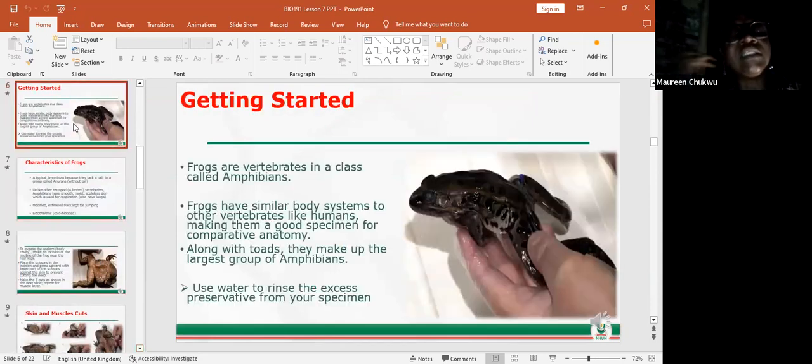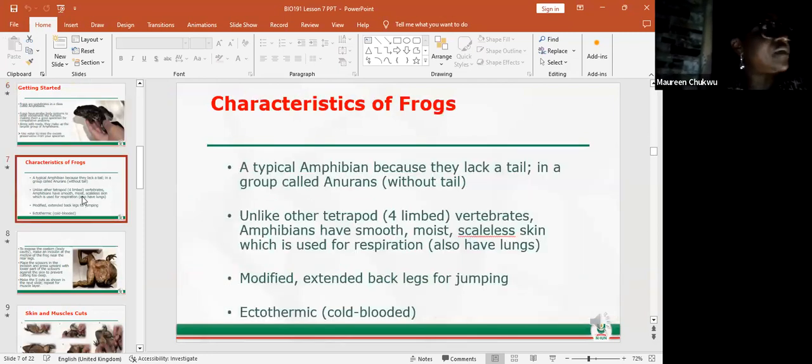Now I'm getting started. Frogs are vertebrates in the class called amphibians. Frogs have similar body systems to other vertebrates like humans, making them a good specimen for comparative anatomy. Along with toads, they make up the largest group of amphibians. Use water to rinse the excess preservative from your specimen. Then let's examine the characteristics of frogs.